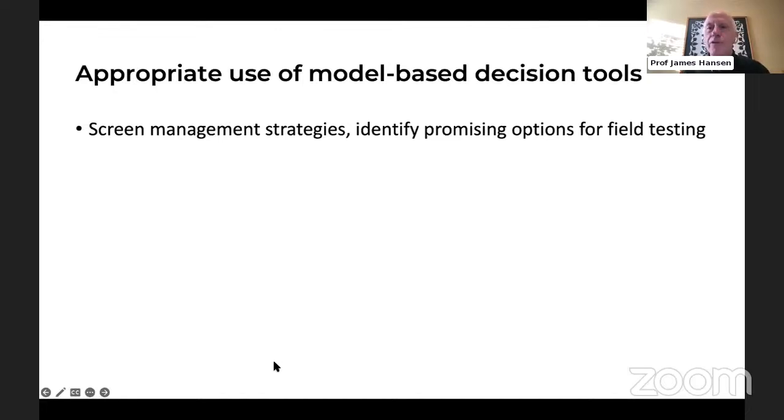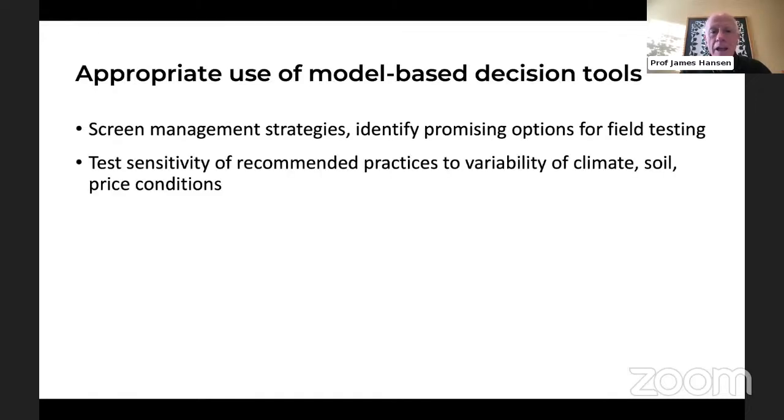So they're a useful tool for agricultural researchers to make their job easier and to focus their attention on promising options. They can also be used to test how sensitive particular recommended practices are to variability of climate or soil or price conditions, since a crop model allows you to vary these things quite easily if you have data from other locations or prices from different years.